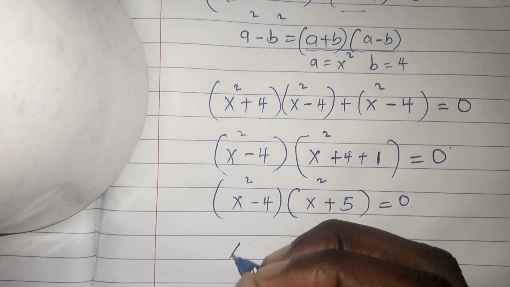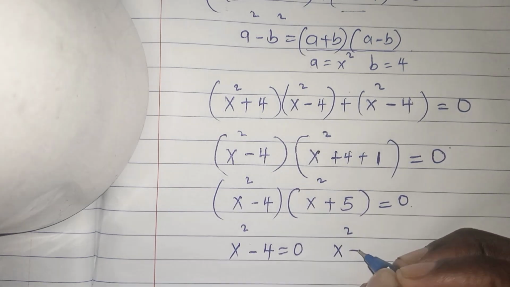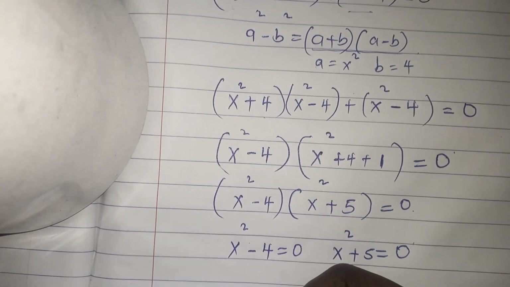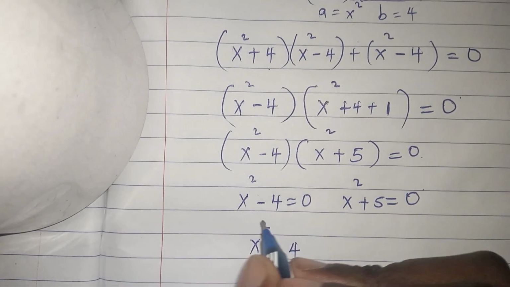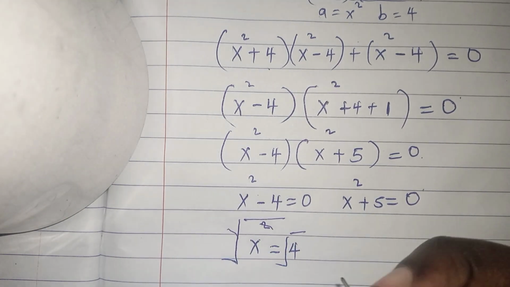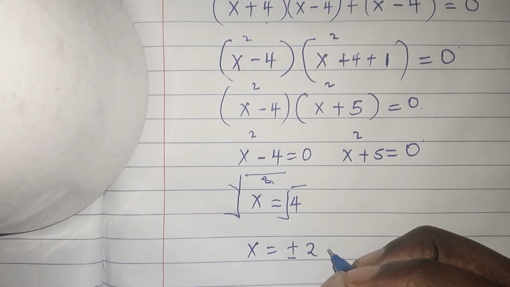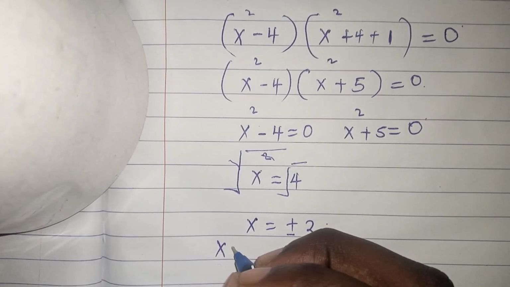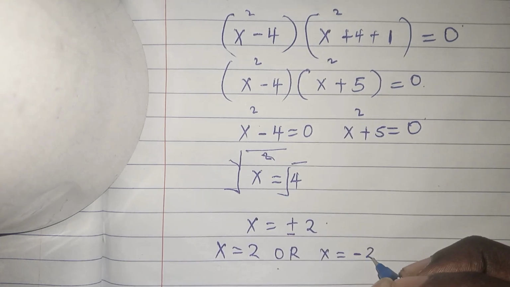This implies that x squared minus 4 is equal to 0. x squared plus 5 is equal to 0. Okay, so x squared is equal to 4. To get the value of x, we shall square root this side and this side as well. So this square will cancel with the square root, and x is equal to plus or minus 2. So we shall then have two values of x. x is equal to 2 or x is equal to negative 2.